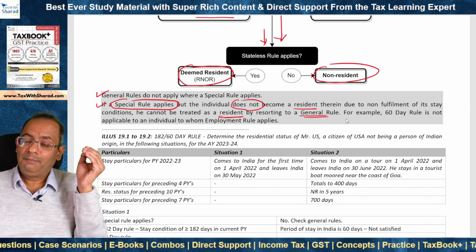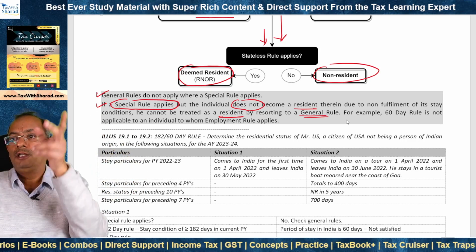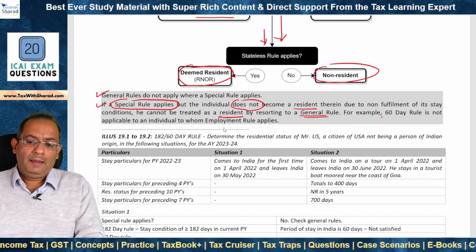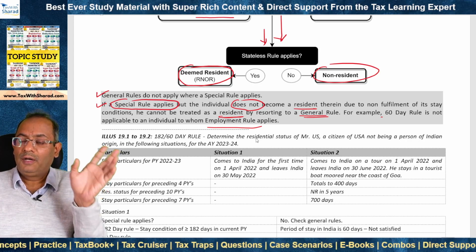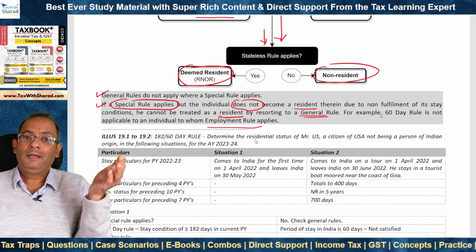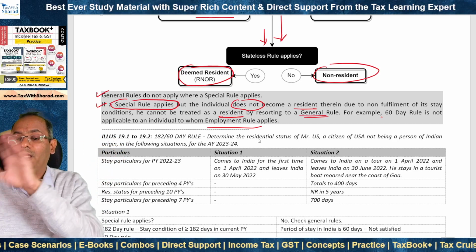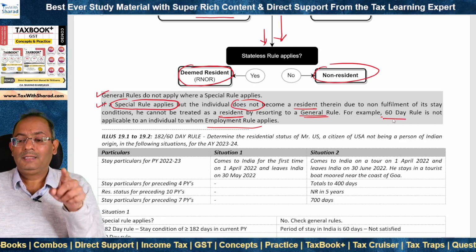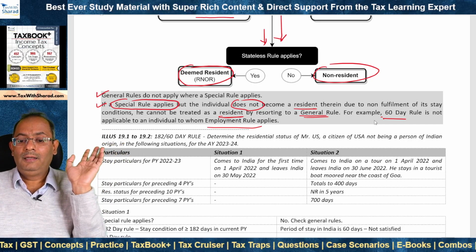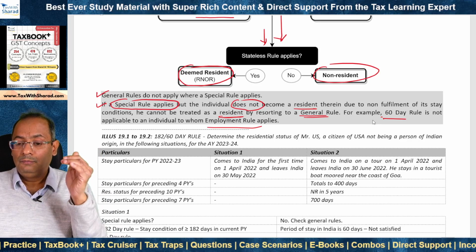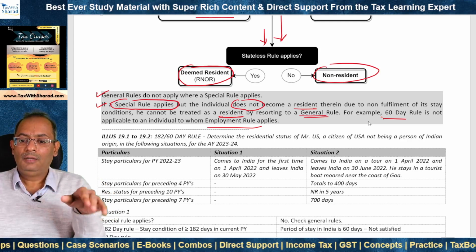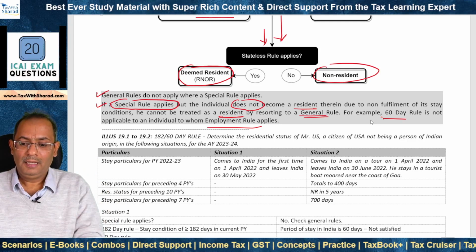But if the special rule doesn't apply in the first place, then we need to go to the general rule, and if general rule stay conditions are not met, then we need to check stateless rule. For example, if employment rule applies and the threshold is 182 days and the person is less than 182 days, therefore the person is not becoming a resident under the employment rule, right? It doesn't mean that now we can move and check whether the person is becoming a resident under the general rule of 60-day rule, right? Because the person is not becoming a resident under the employment rule, though he is falling under that rule, right? In that case, we will not move to the general rule. We will then check lastly whether the stateless rule applies or not, and accordingly determine the residential status of that person.